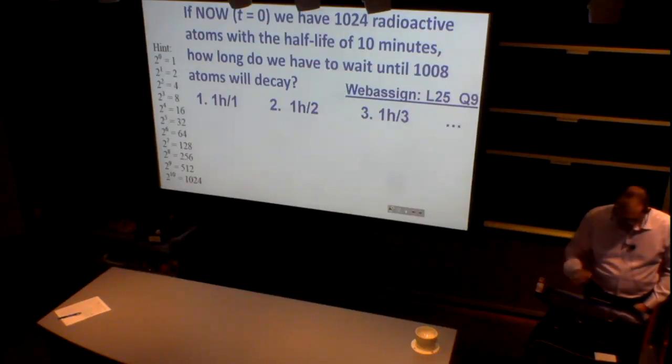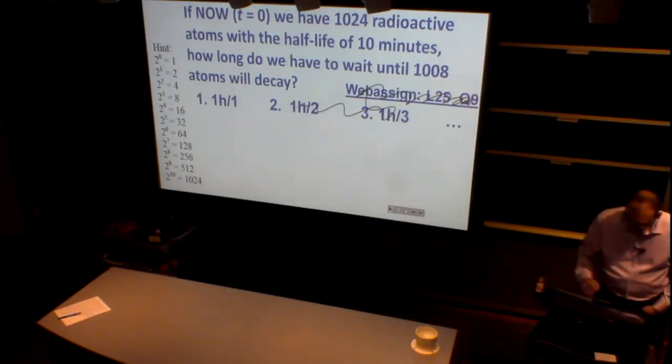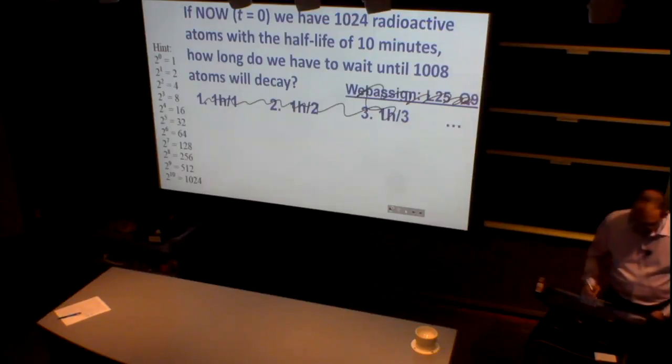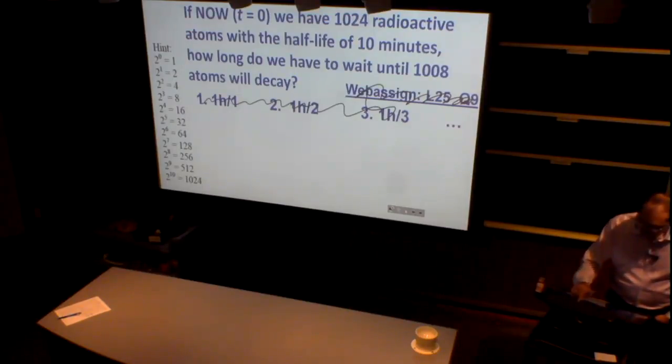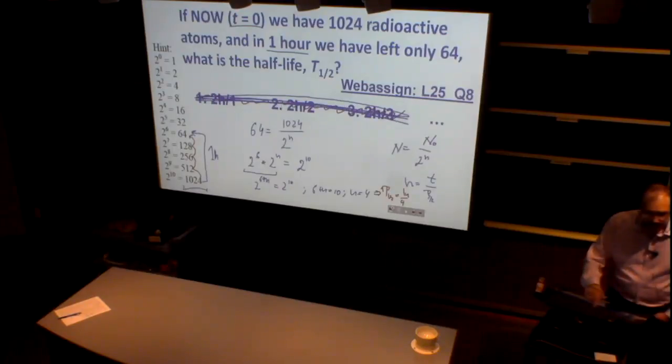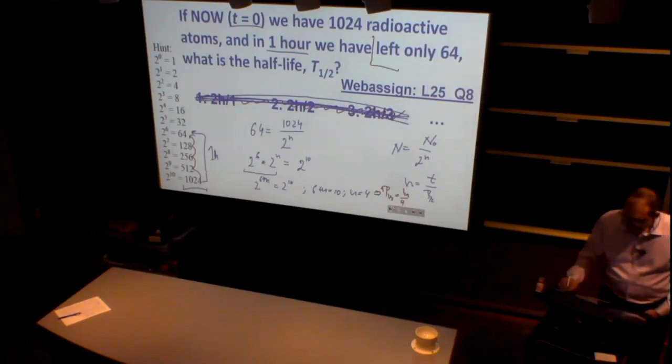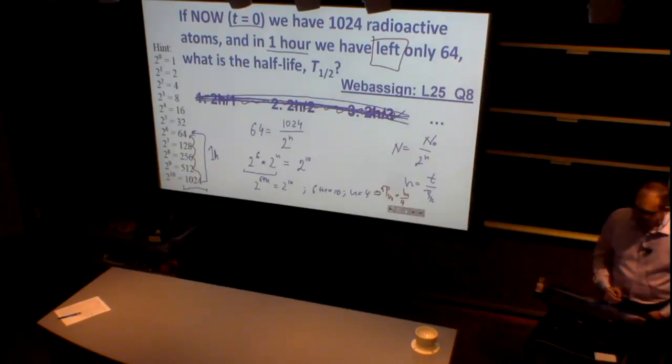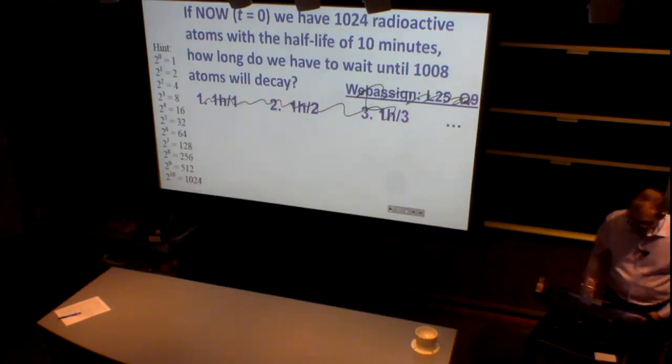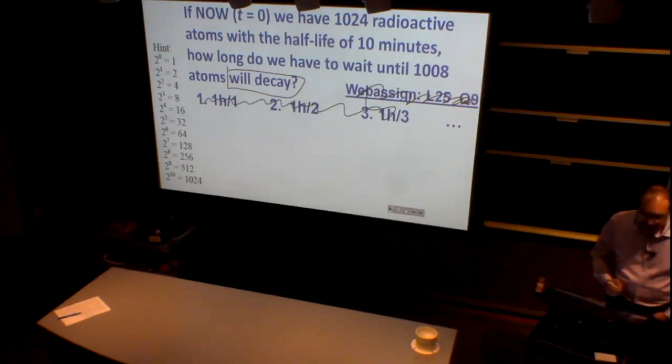Again, let's not do that. This is a slightly different situation, but I want to cover it. What is the difference between the previous problem and this one? One word, but it's very important. How many left? 64. How many will decay? So we need to remember, what does this letter N mean? It means left, remains.